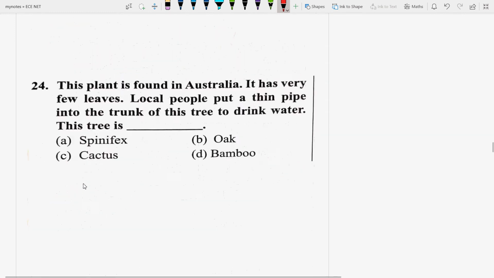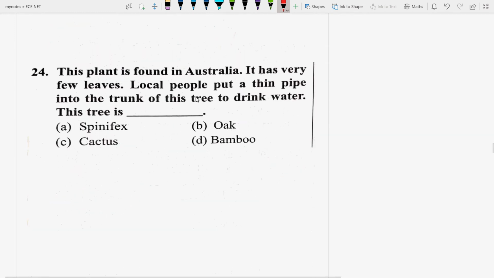Okay. Next question is, this plant is found in Australia. It has very few leaves. Local people put a thin pipe into the trunk of this tree to drink water. Australia, the country is given, very few leaves, the identity is given, local people put a thin pipe into the trunk of this tree to drink water.